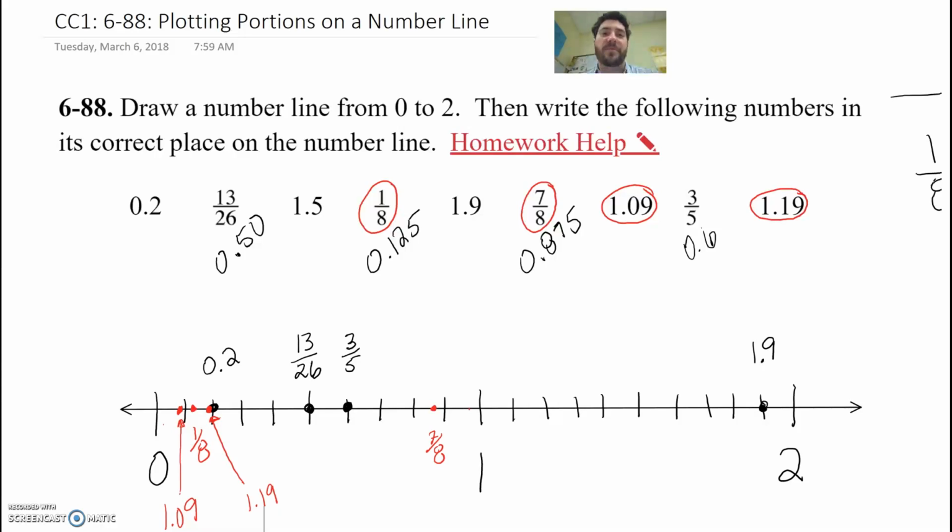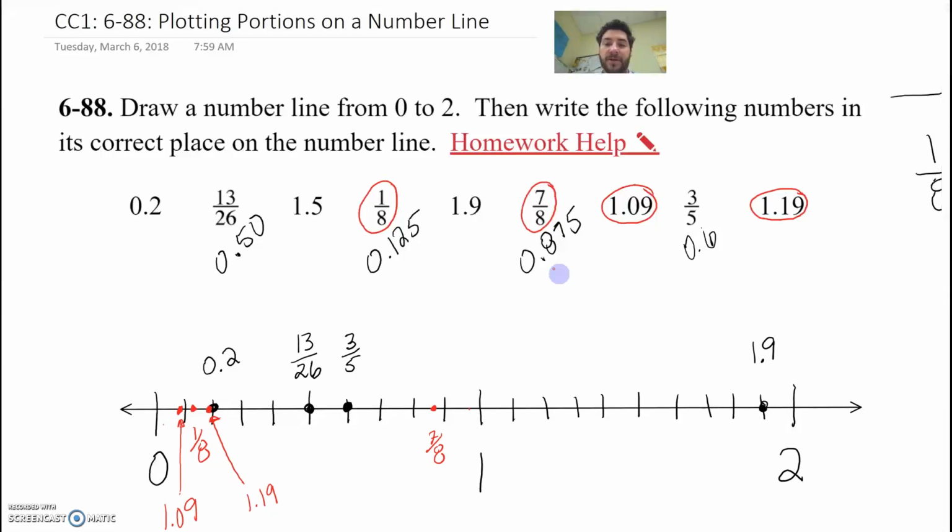Okay, so this problem is from 6th grade CPM, and it's problem 6-88. It's draw a number line from 0 to 2, write the following numbers in its correct place on the number line. This problem is a place value, a converting problem. Can you convert fractions to decimals or decimals to fractions? Just a lot of great stuff in this problem, so thank you for requesting it.